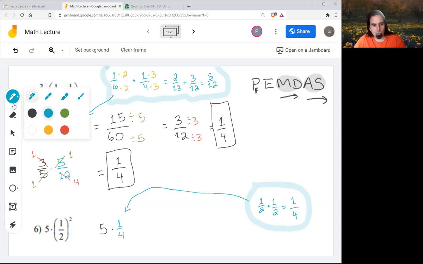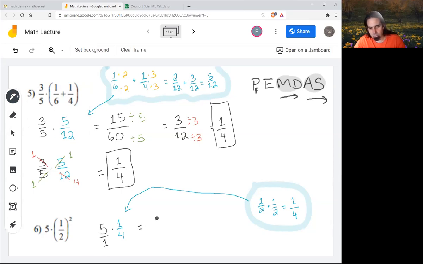Then 5 times a quarter, how do I do that? 4 times 5 plus 1. 4 times 5. No, that would be 5 and a quarter. That's a mixed number or a plus. Put the 5 over 1 and then multiply. Talk about the difference after I do this. Then 5 times 1 is 5. 1 times 4 is 4. I can't reduce that. I'm done.